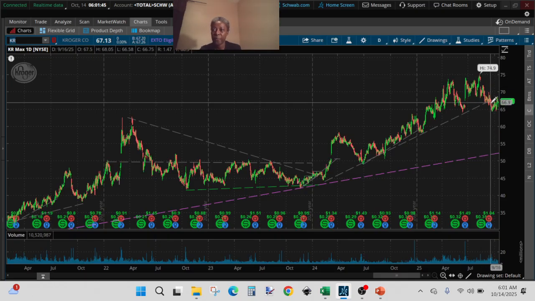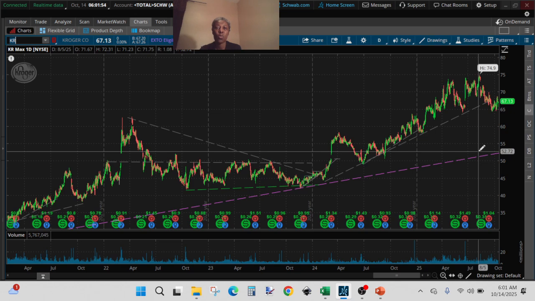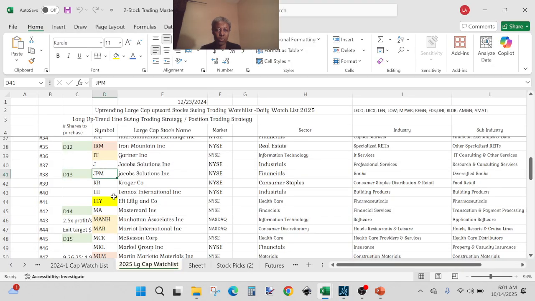Either way, the price is higher than where we want to buy. It has not come down to the valley yet. Therefore, you'll move to the next stock. That is how you read the chart when you do your chart analysis.